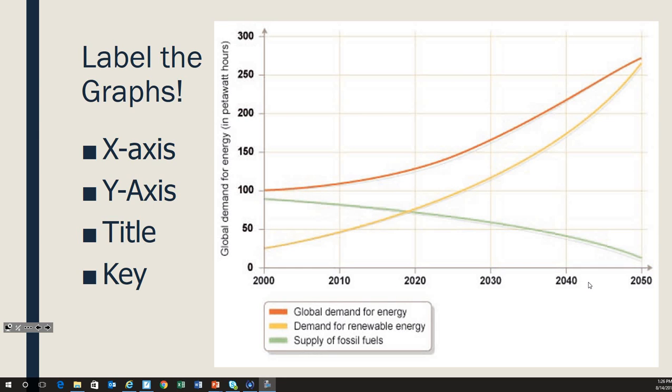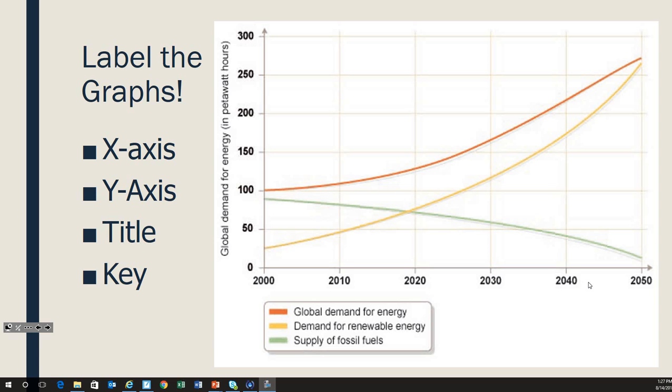So when we do a graph, the very important things are we need to make sure we label the graph. Now this graph has most things labeled, but it doesn't have a title. You're going to have to come up with a title for your graphs. So as we look at this and we're starting to think, okay, what's on the x-axis, what's on the y-axis? Well, it looks like on the x-axis is years, and I should have probably put that on there, but I didn't. So I should have put years. And on the y-axis, it's global demand for energy in petawatt hours. So how much energy is needed.